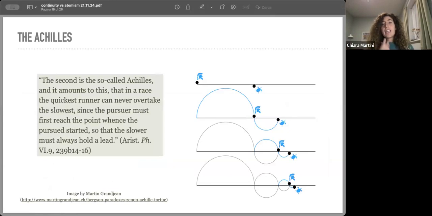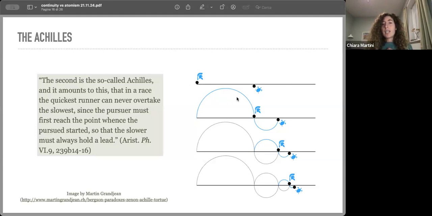Another paradox that points to similar difficulties is the Achilles. The Achilles is paradoxical because it says that in a competition, Achilles, the fastest man on earth, could never reach a very slow tortoise, because if they start at the same time, in the time that Achilles took to arrive where the tortoise started from, the tortoise will have taken a little bit of an extra step.